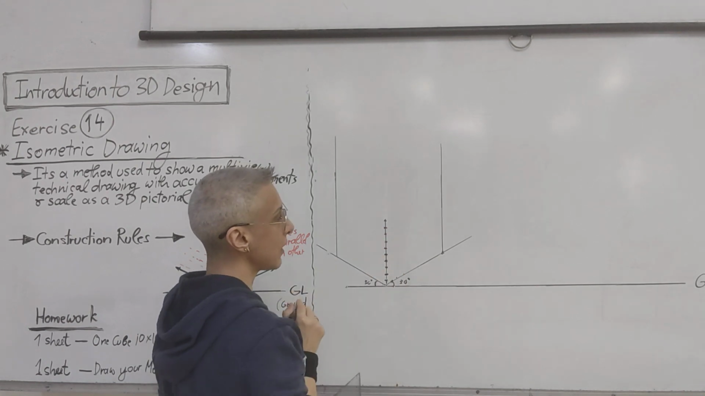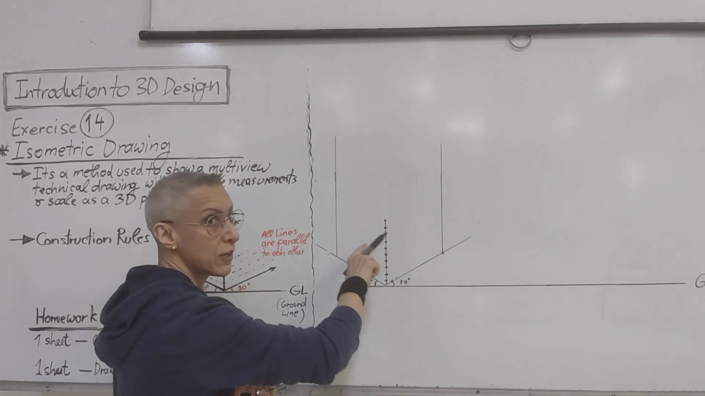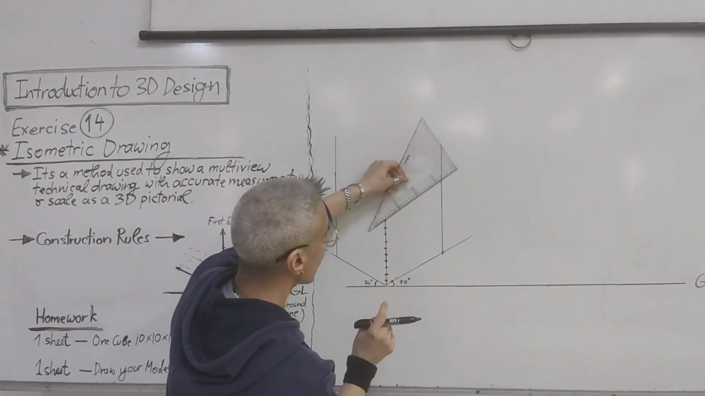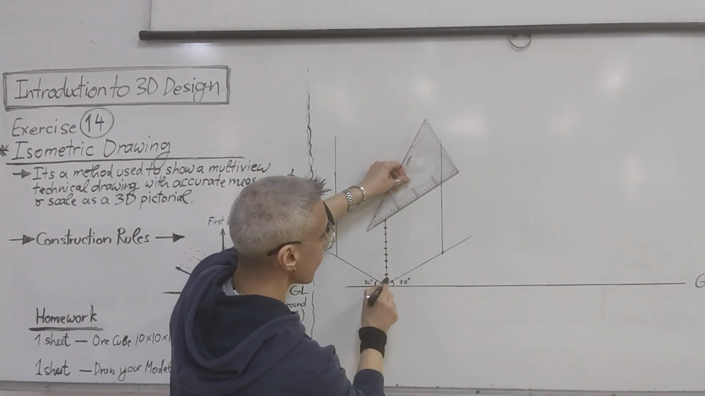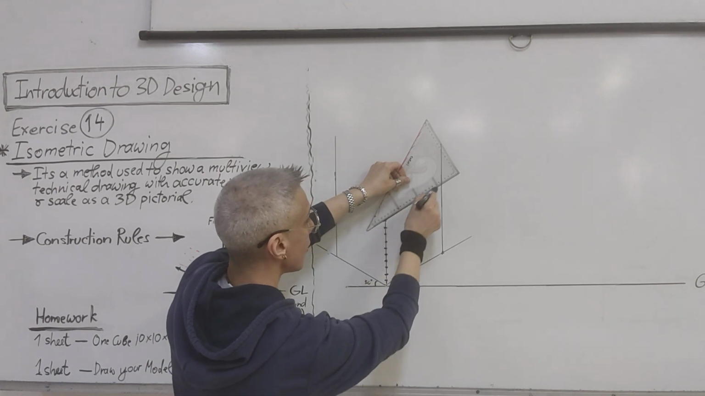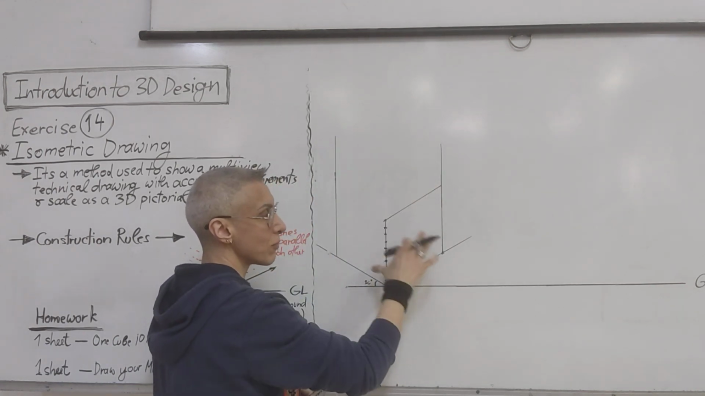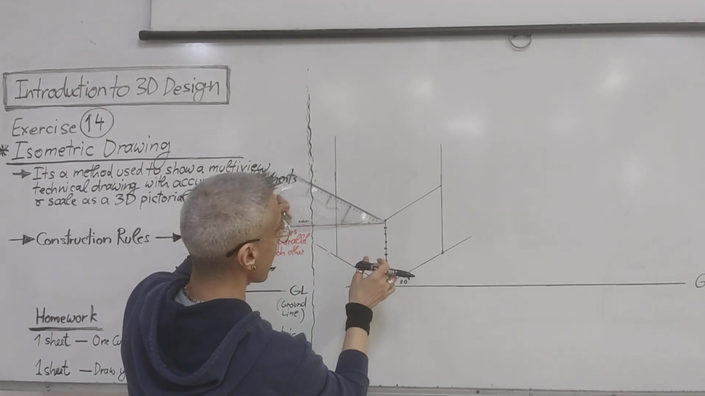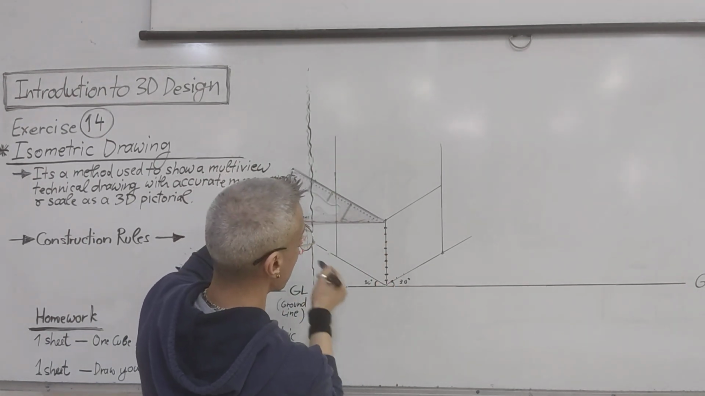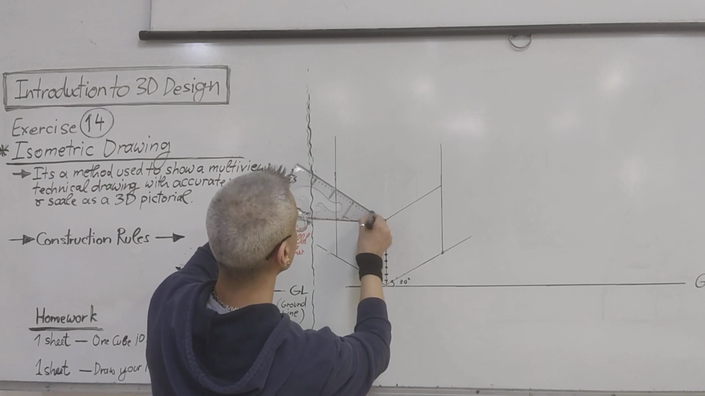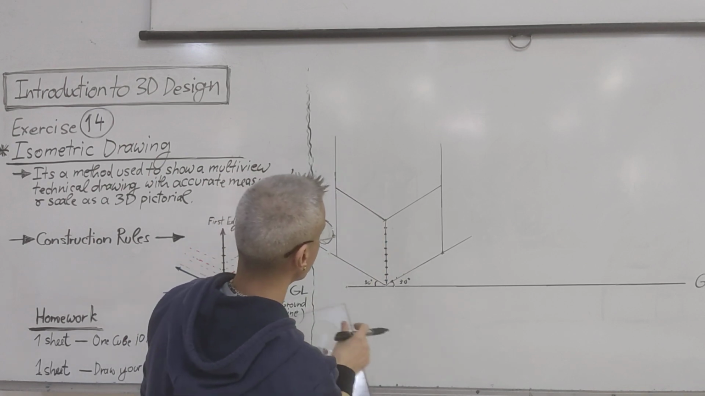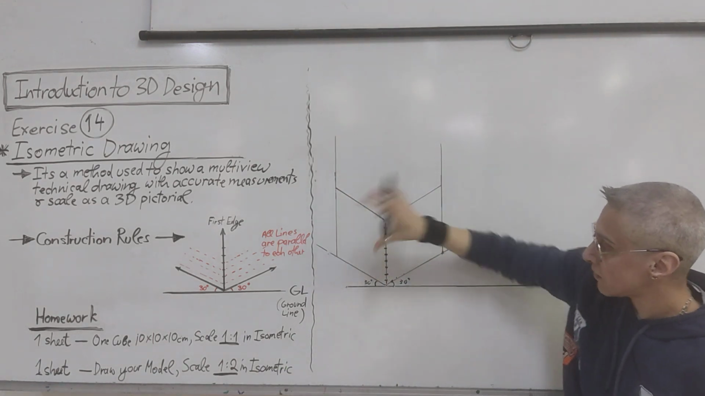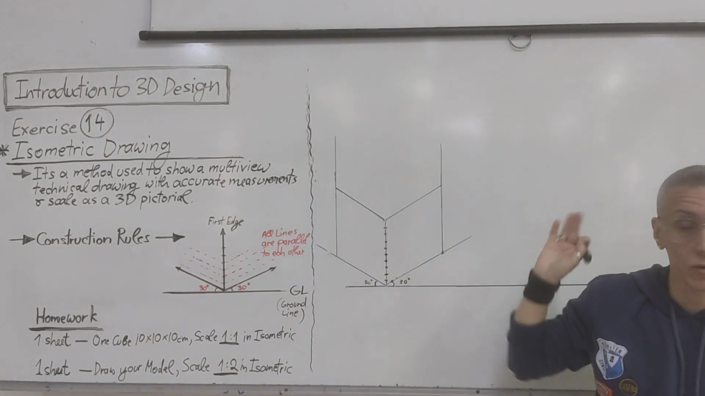Now, if 10 ends here, all of these lines must be what? Parallel to each other at 30 degrees. So, any line I take must be parallel and at 30 degrees. If I measure this, it must be 10. Again, from this side, this line must be parallel to this line. So if I measure it, 10, 10, 10, 10, 10, everywhere.